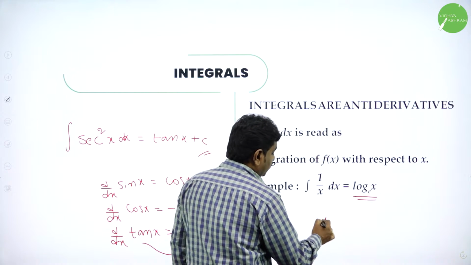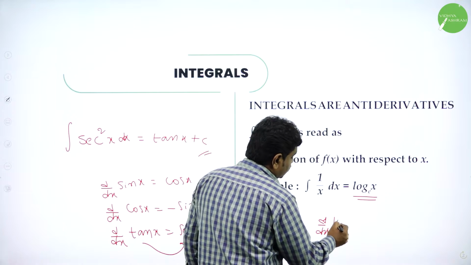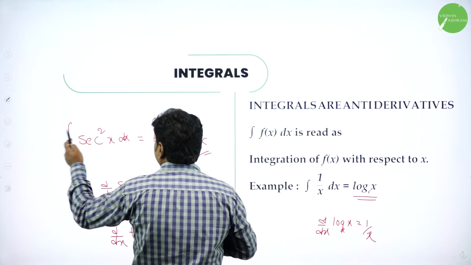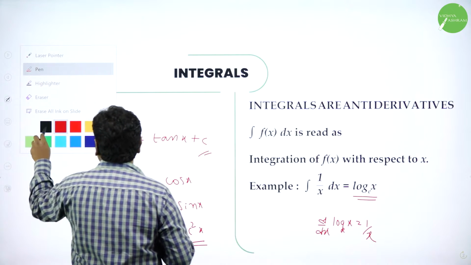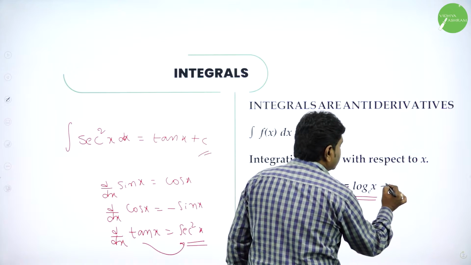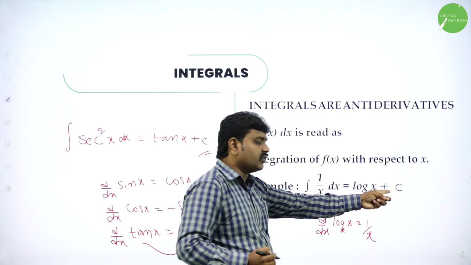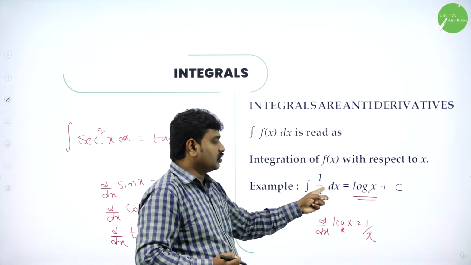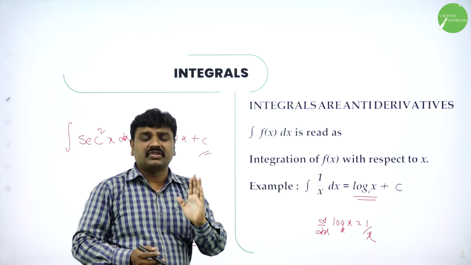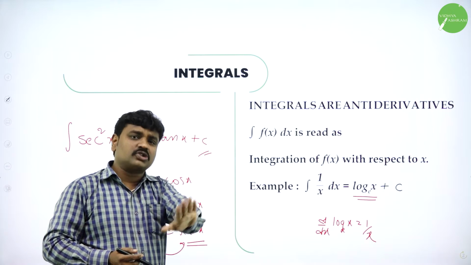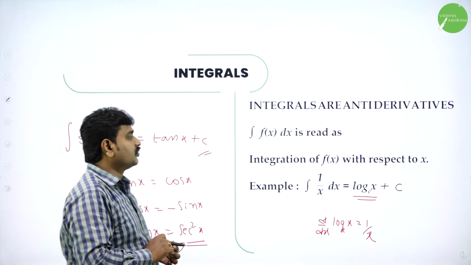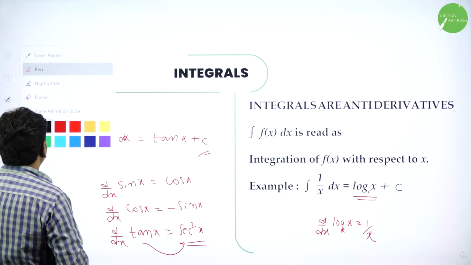d by dx of log x, what is d by dx of log x? You know the formula list, derivative of log x is 1 by x. But always for indefinite integral, means when there are no limits, we have to include plus c. Why? Because derivative of c is also 0. So the whole thing, if you differentiate, you will get 1 by x. Derivative of log x is 1 by x. Derivative of log x plus 2 is also 1 by x. Derivative of log x plus any constant is 1 by x. So that's why for indefinite integrals we should put plus c.